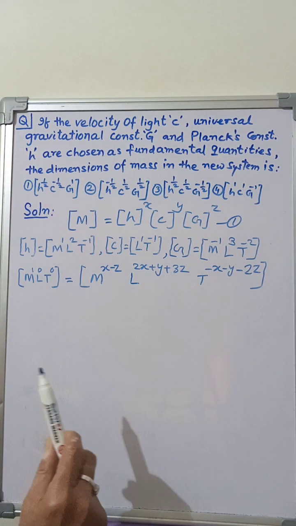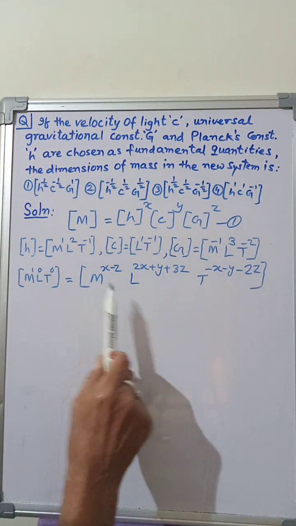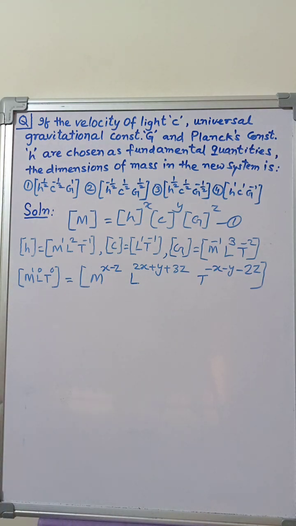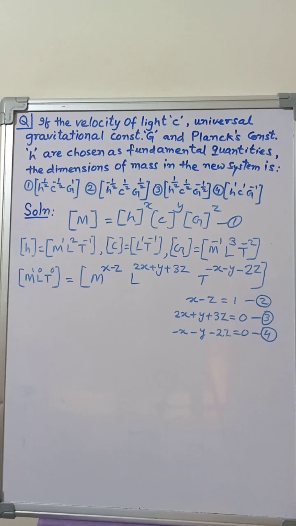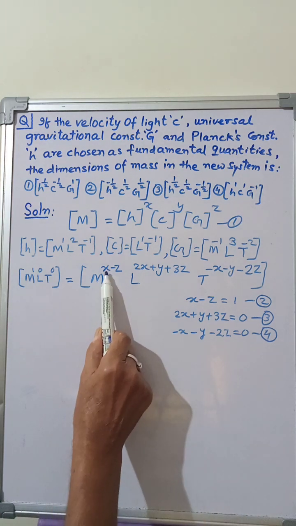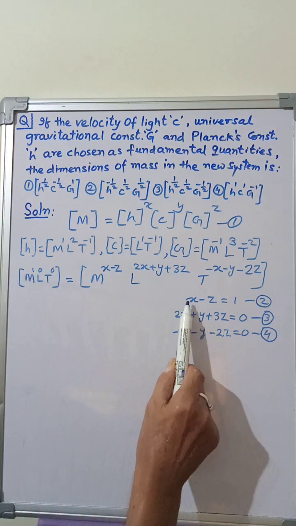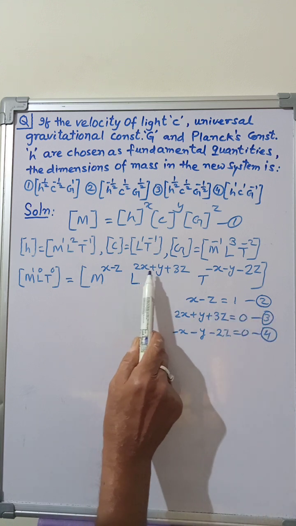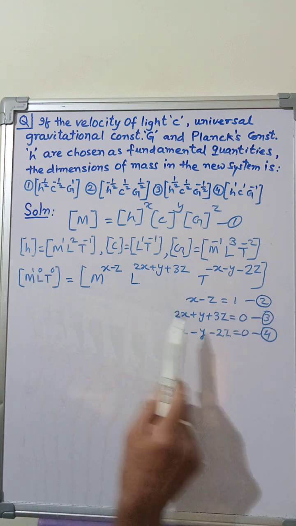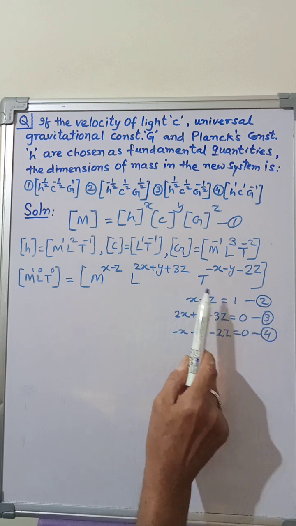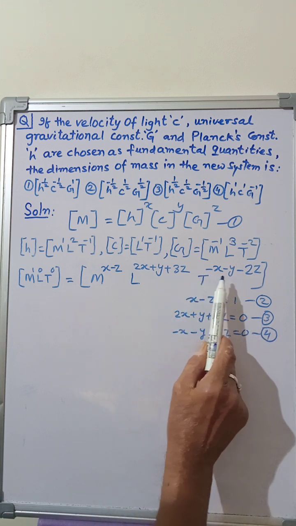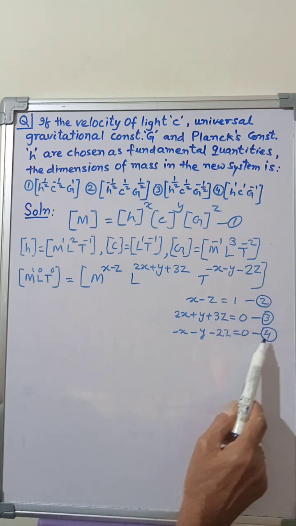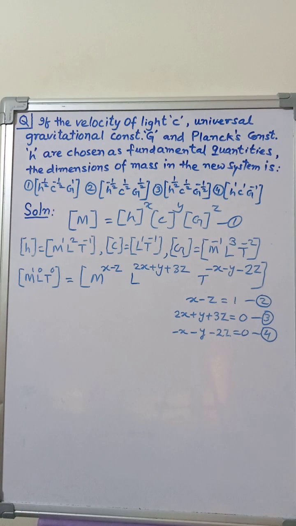Now let us equate the powers of M, L and T on both sides of the equation, which will give us M to the power x minus z is equal to 1. Mark this as equation 2. L to the power 2x plus y plus 3z is equal to 0. Equation 3. T to the power minus x minus y minus 2z is also equal to 0. Equation 4.